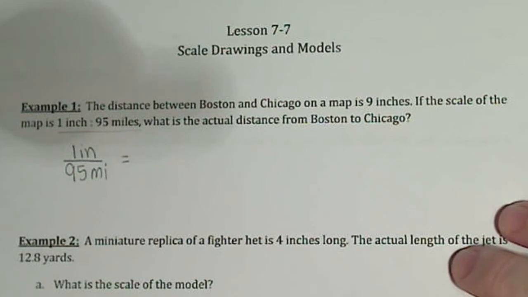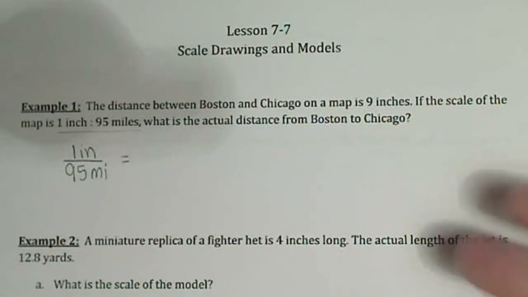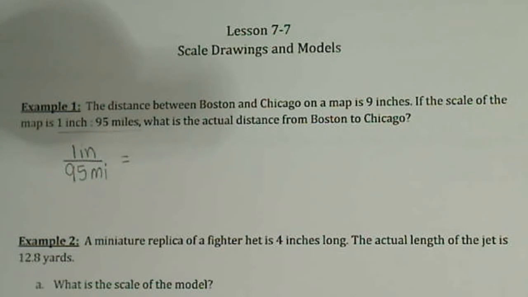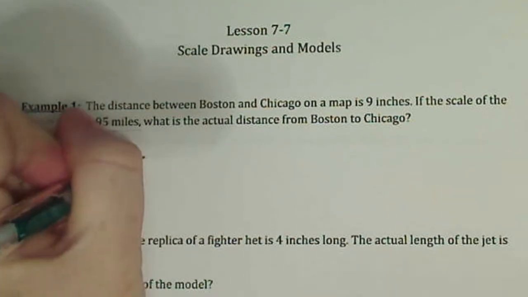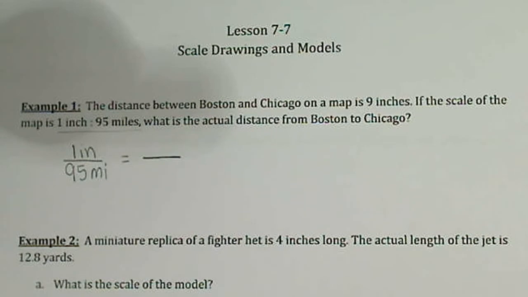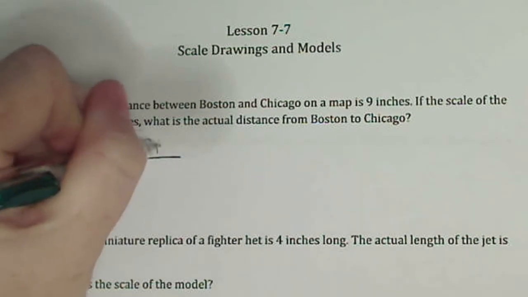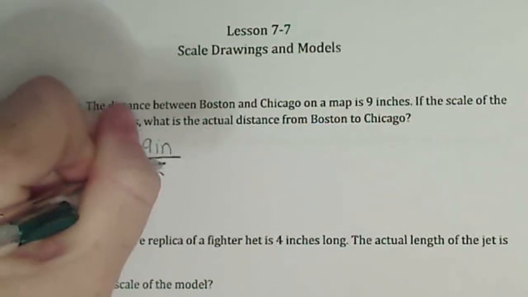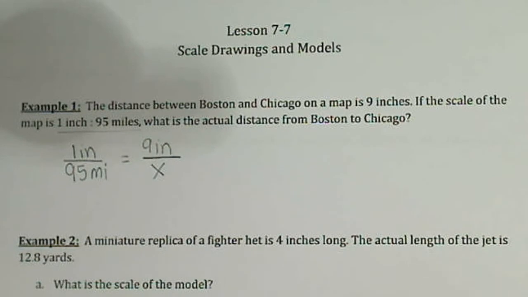And we want to know that if on this map, Boston and Chicago are 9 inches apart, how far are they really in real life? So the 9 inches, is that going to go on top or bottom? It's going to go on top, and we don't know how far in real life. So there's our proportion. Cross multiply.